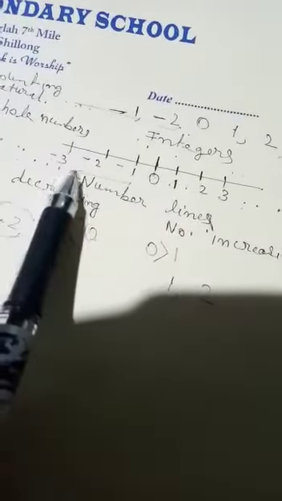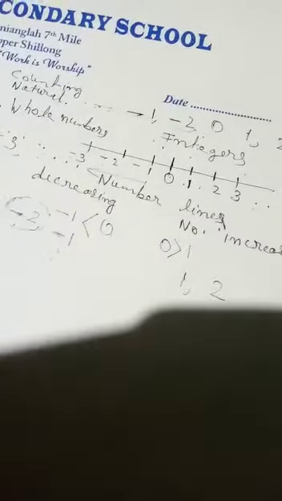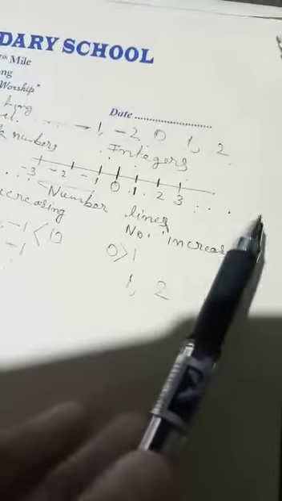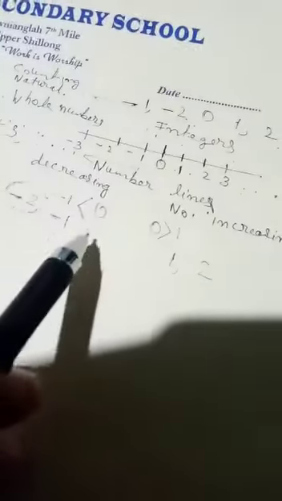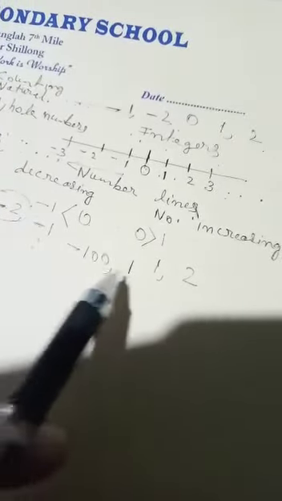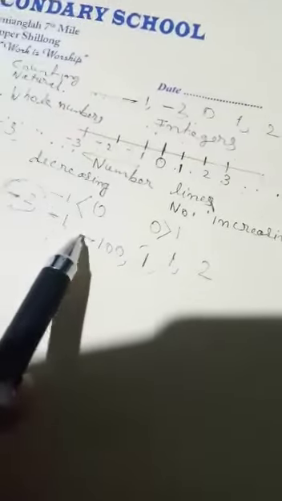So please remember, integers, we don't know where they start, where they will end. We have them positive as well as negative. With negative numbers, as we go higher and higher, they will become less and less. As positive, as we go higher and higher, they will become higher. So that is why if you have minus 100 and 1, which one is greater? 1 is greater, because 1 is positive, 100 is negative.